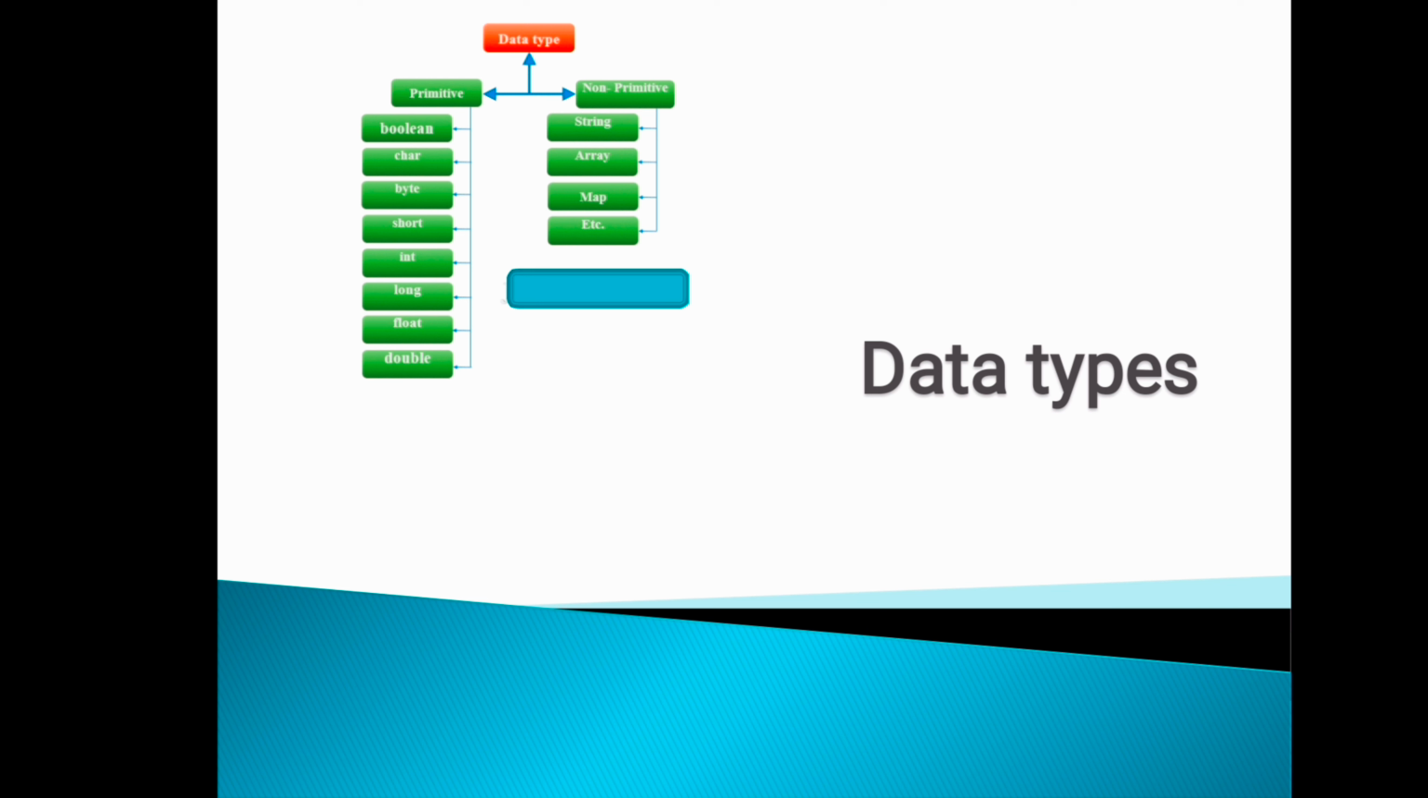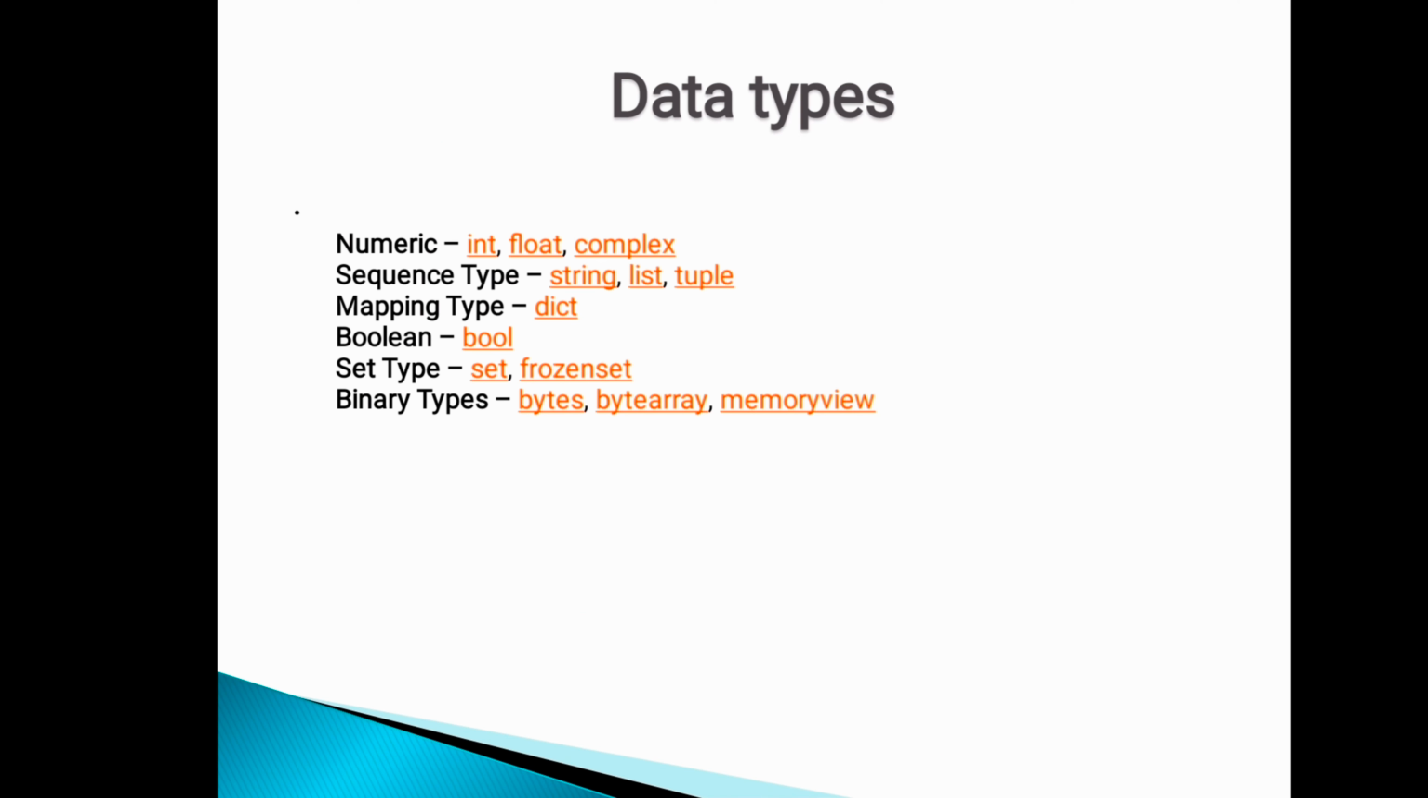Python has various standard data types that are used to define the operations possible on them and the storage method for each of them. In programming languages we have different data types, for example: numeric data type, sequential data type, mapping data type, boolean data type, set type and binary type.